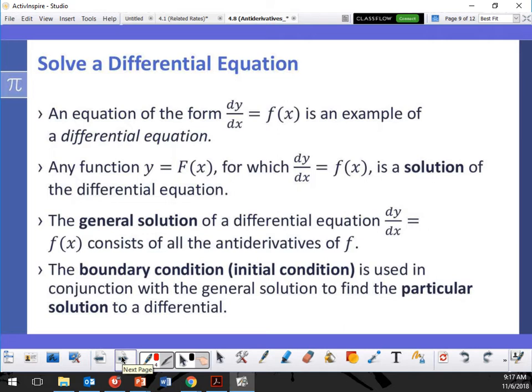General solution, function equation. So, solve the differential. Now listen up, this is the one I wanted to get to. The boundary condition, the initial condition, is used in conjunction with the general solution to find the particular solution to a differential equation. Put in basic terms, we're solving for C.